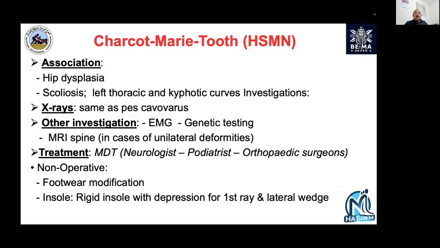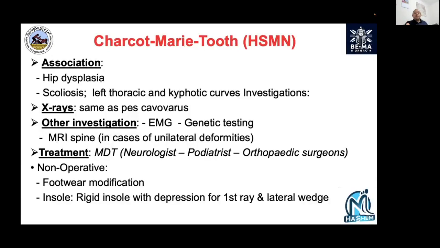As an investigation, you have X-rays, and we agreed about the X-rays on a Pes Cavus. Charcot-Marie-Tooth at the end of the day is a bilateral Pes Cavus condition, so the X-rays will be the same. Because Charcot-Marie-Tooth causes cavus through muscle imbalance, we may do an EMG, and definitely because it's an autosomal dominant inheritance, we may do genetic testing for the patient. An MRI scan of the spine, if you have a unilateral deformity, is to exclude spinal causes.